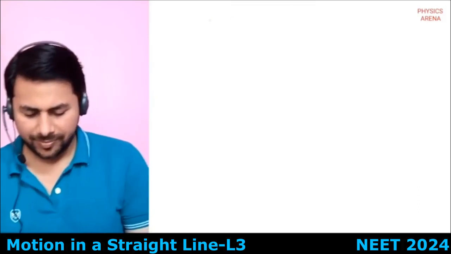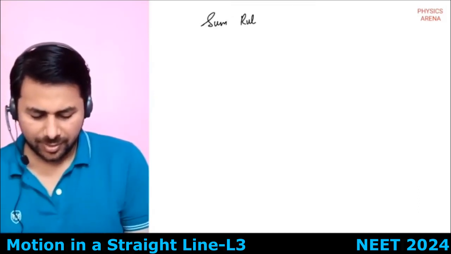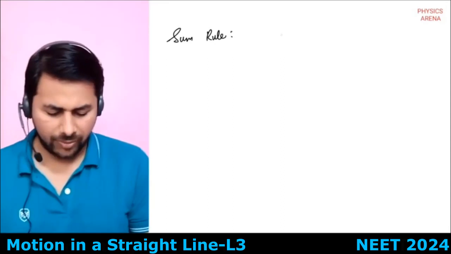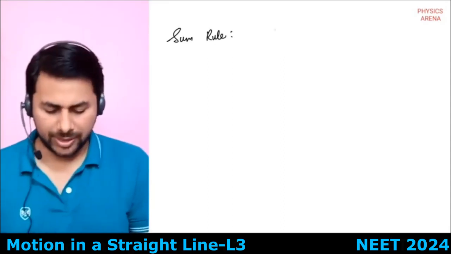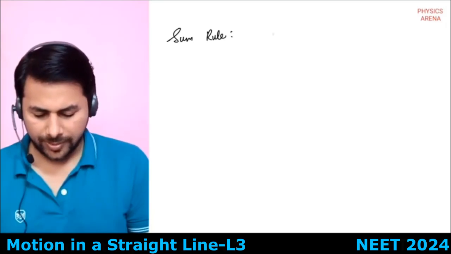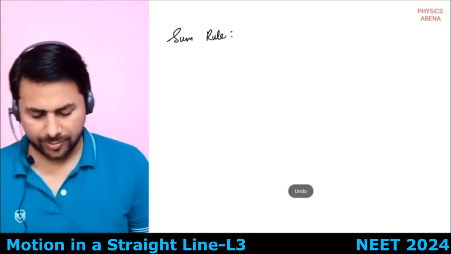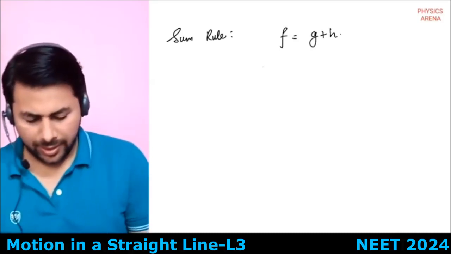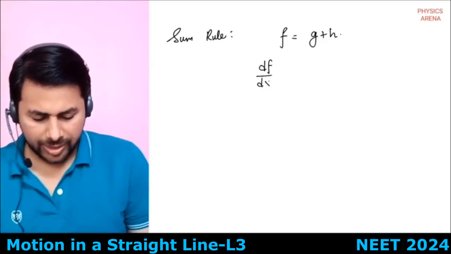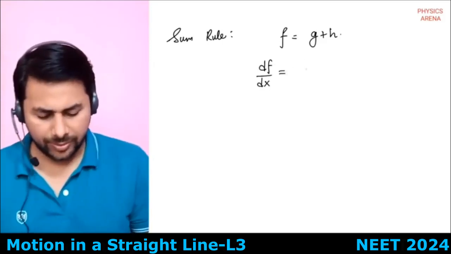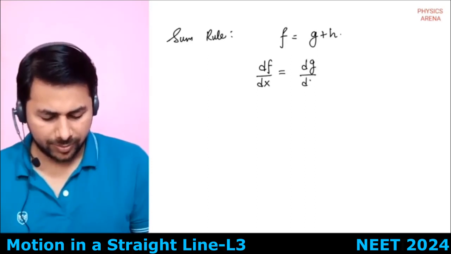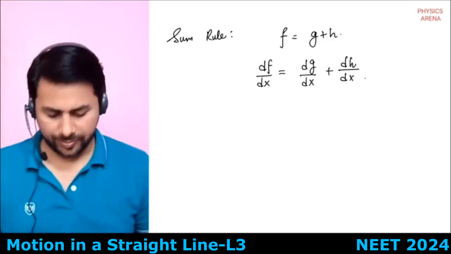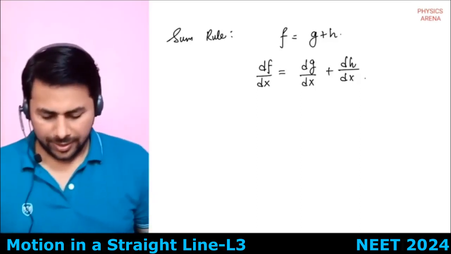Okay, what is sum rule? Because we are going to need all of these things. Sum rule is very simple. You have one function, you have two functions. So suppose f is equal to g plus h. Then what will be the derivative of f with respect to x? It will be equal to the derivative of g with respect to x plus the derivative of h with respect to x. This is the sum rule. You know this, right?